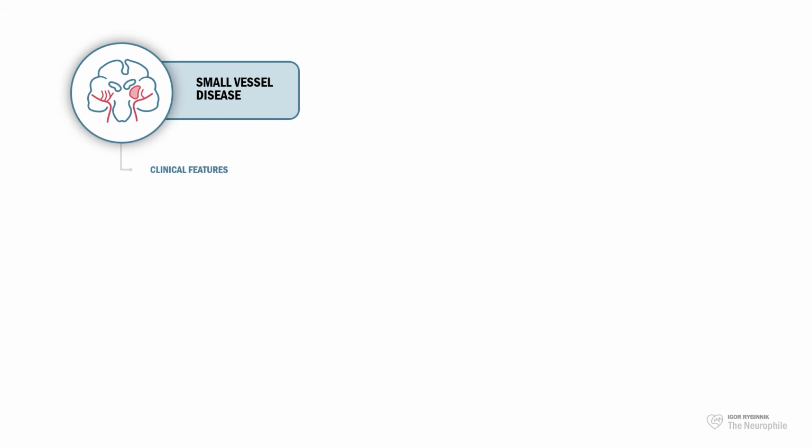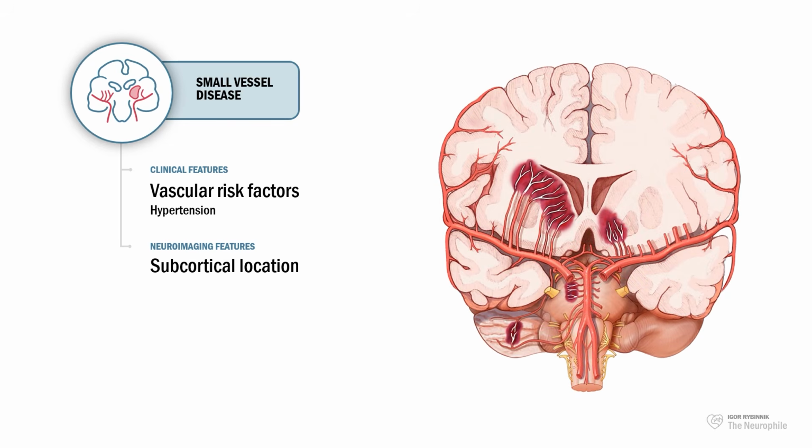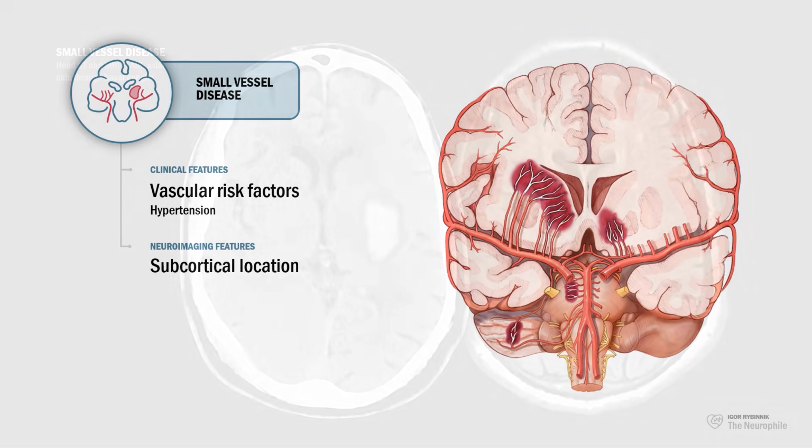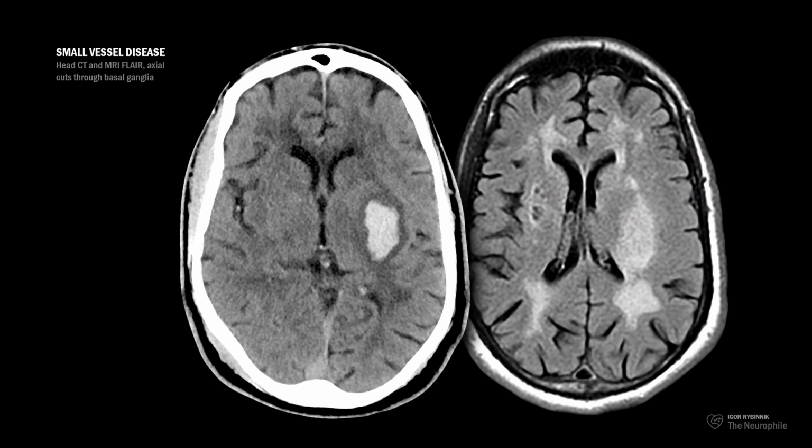Next, small vessel disease. The very same small vessel disease that occurs in patients with vascular risk factors, especially with hypertension, and that can cause subcortical ischemic strokes, can also cause hemorrhage. Neuroimaging features are as you would expect. The hematoma is subcortical, where small vessels are typically found. Here's a non-contrast head CT showing an acute hemorrhage in the left putamen.